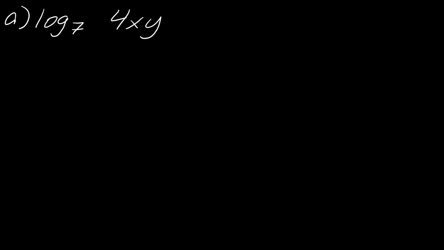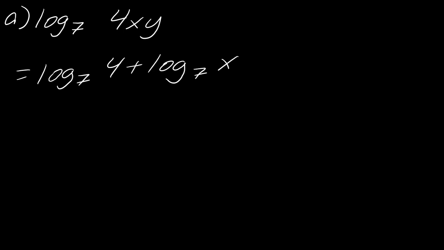Okay, so starting with example A here. This is just a very basic use of the properties of logarithms. So this will be just the straight up product rule, which means that I can break up everything in this expression with addition. So this will be log base 7 of 4, log base 7 of x, and log base 7 of y, and that would be it for that one.